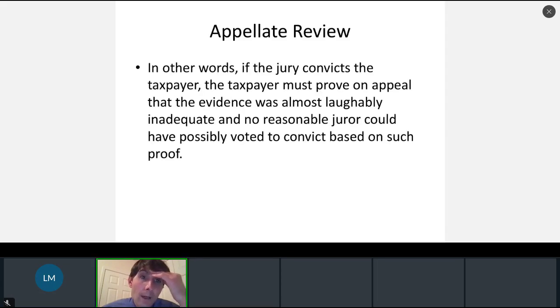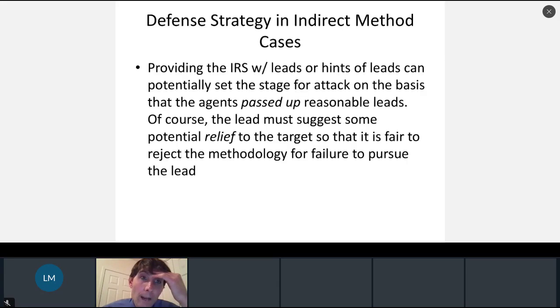In other words, if the jury convicts, the taxpayer must prove on appeal that the evidence was almost laughably inadequate and that no reasonable juror could have possibly voted to convict based on that proof. So it is a very, very high standard, and one which is not so readily granted. Very few of these cases come back on appellate remand. So what is a defense strategy in an indirect method case?